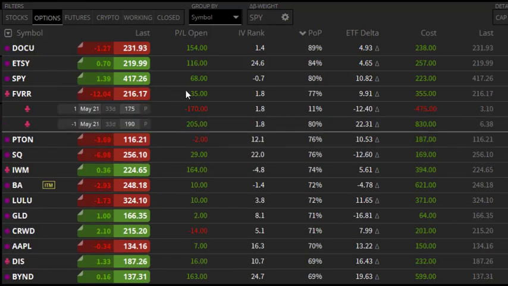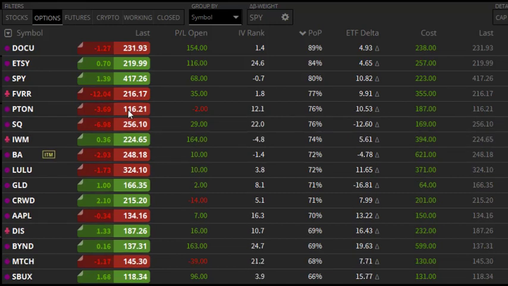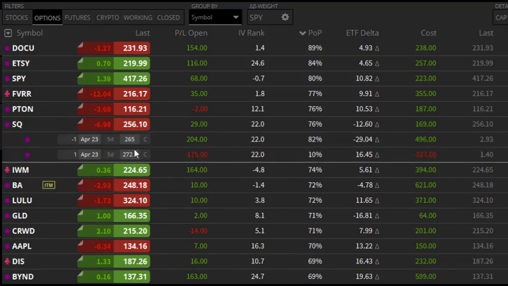Moving over to Fiverr, small profits here, pretty comfortable holding this right now. 33 days to expiration, no adjustments needed. Peloton, doing fine there. Square, so this is actually a short position, currently at $265.